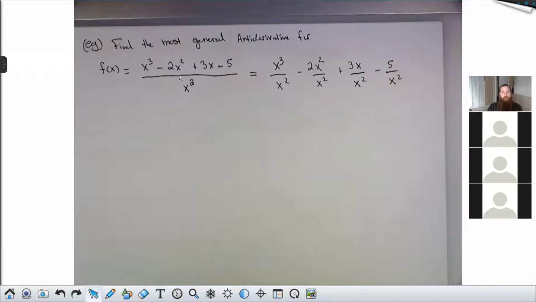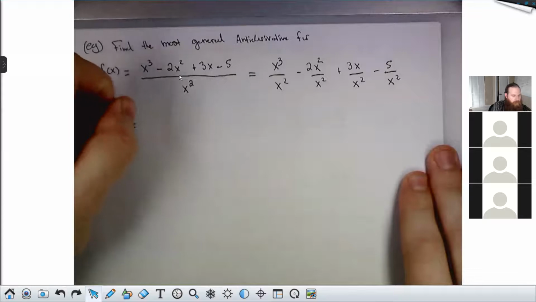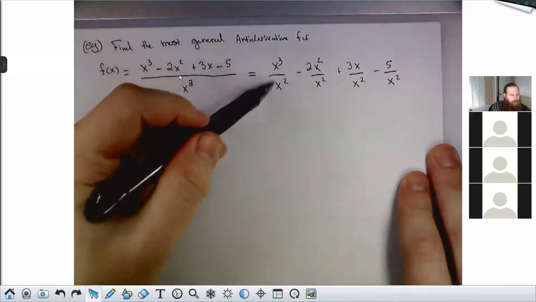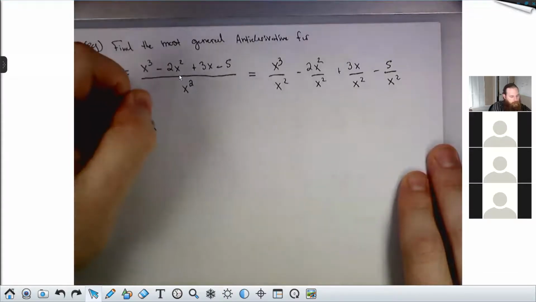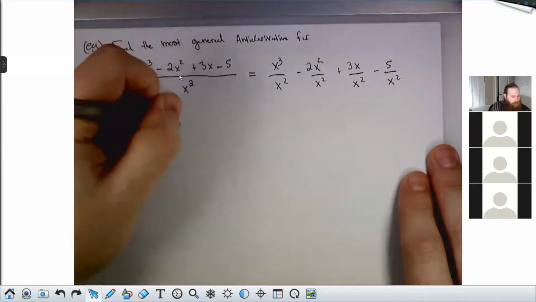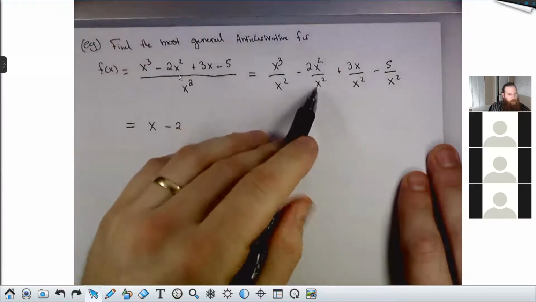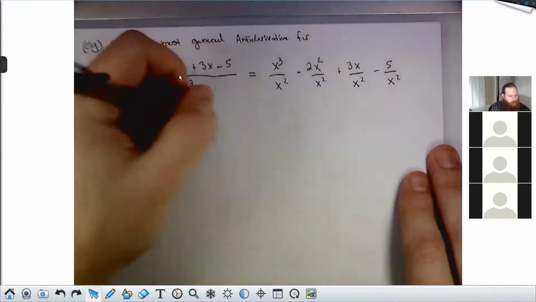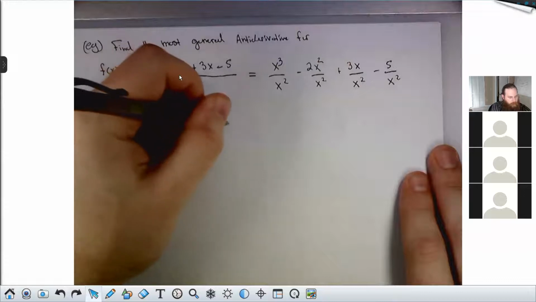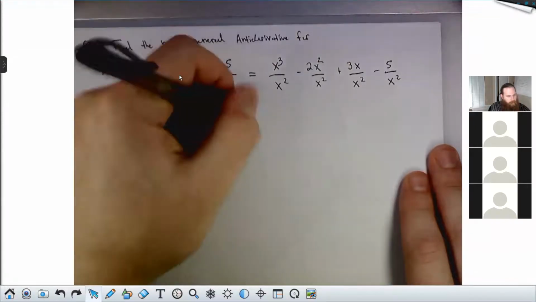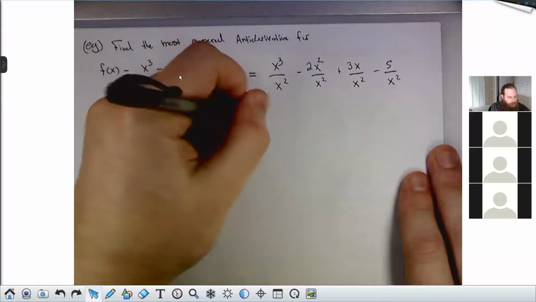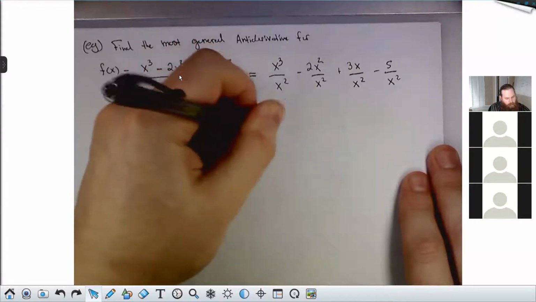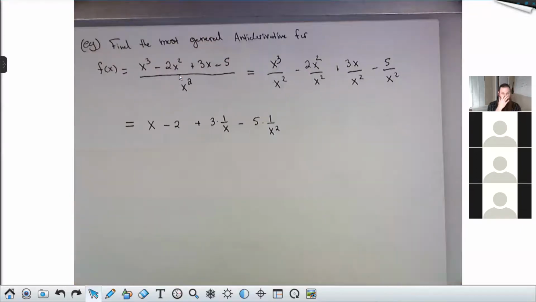And then each of those pieces can be simplified. So still no antiderivative work yet, just algebra. X cubed over x squared, that's x, minus 2 times x squared over x squared, oh, that's 1, plus 3 times x over x squared, that's 3 times 1 over x, minus 5 times 1 over x squared. Is everybody with me so far?